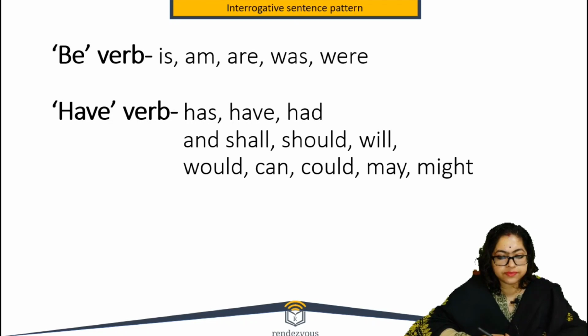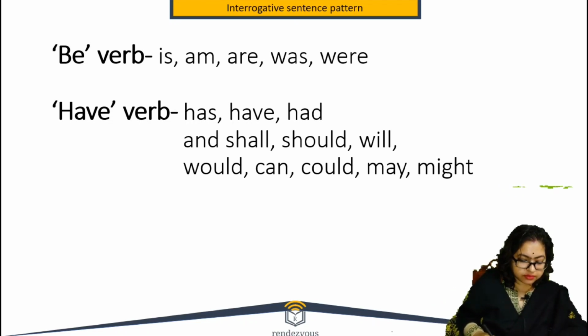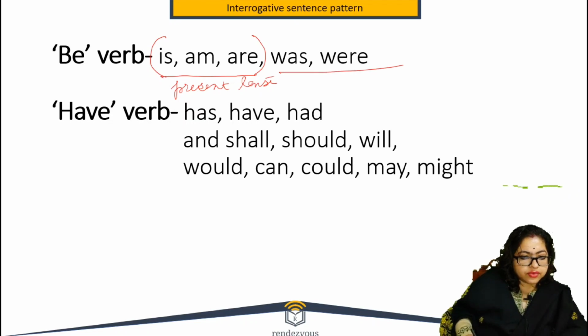So if the assertive form has be verb which are am, is, are, was, were, is, am, or are for the present tense, was, were for the past.